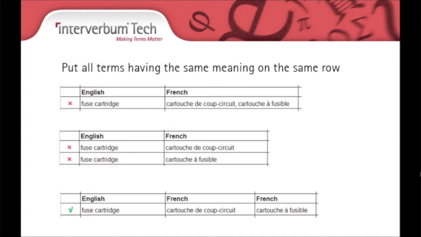We have fuse cartridge in English and then 2 terms in French. And I don't think that fuse cartridge has 2 meanings. Really, I think it's the same meaning. Not an expert here, but assuming that they are the same meaning for this example, here you have to take the 2 French terms, which are on the target side, and put 2 French columns in your spreadsheet. Okay.